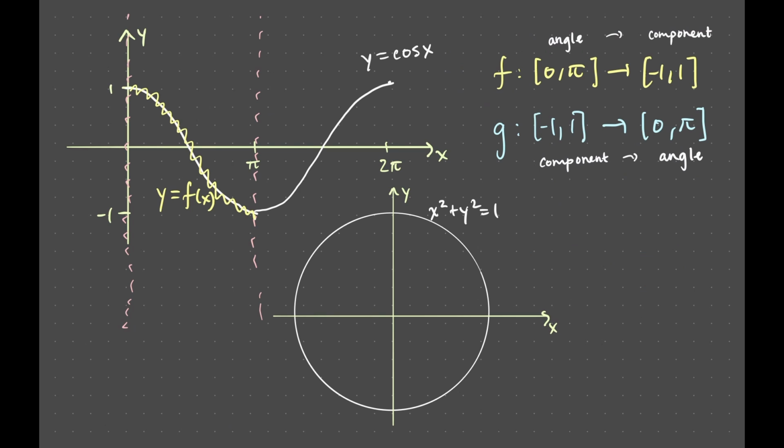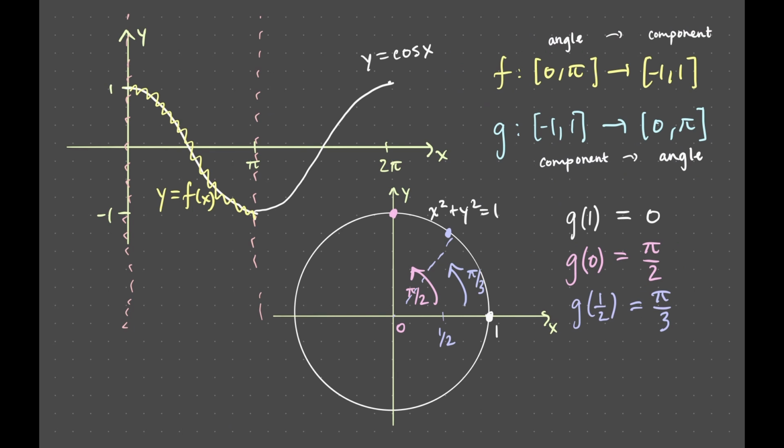For example, the horizontal component of 1 corresponds to the rotation angle of 0. This means that g of 1 equals 0. The horizontal component of 0 corresponds to the rotation angle of pi over 2, which means that g of 0 equals pi over 2. And the horizontal component of 1/2 corresponds to the rotation angle of pi over 3, which means that g of 1/2 equals pi over 3.